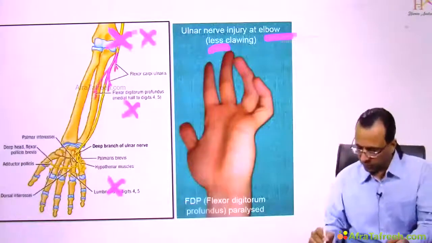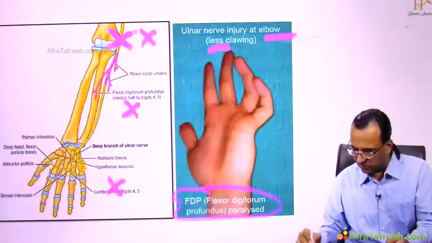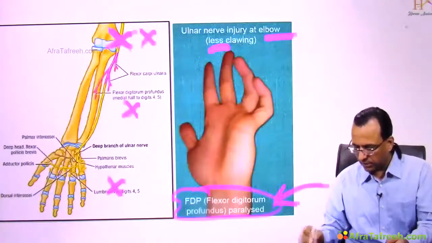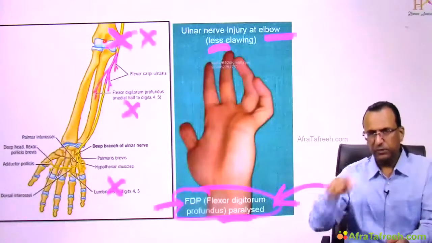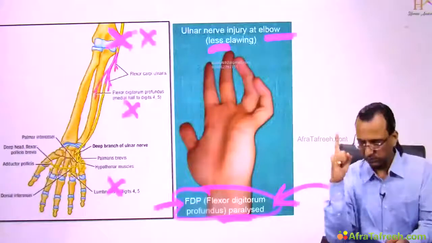there is less clawing. You are telling that the FDP is also paralyzed? Yes. That is why there is less clawing? Yes, that is the point. You are telling the ulnar paradox in one sentence now.